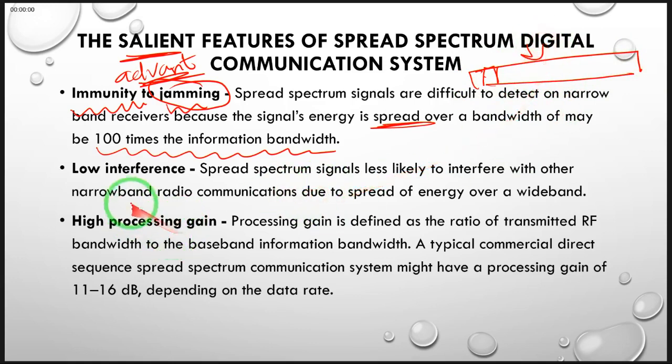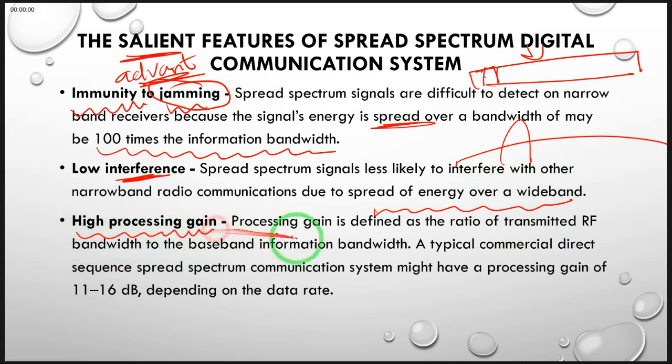Number two, there is low interference. Spread spectrum signals are less likely to interfere with other narrowband radio communications due to the spread of energy over wideband. Because the other signals are narrowband, they may not be able to interfere with a wideband spread signal. We are also able to achieve high processing gain, and we have already defined it as the ratio of the transmitted RF bandwidth to that of the base bandwidth of the spread signal.